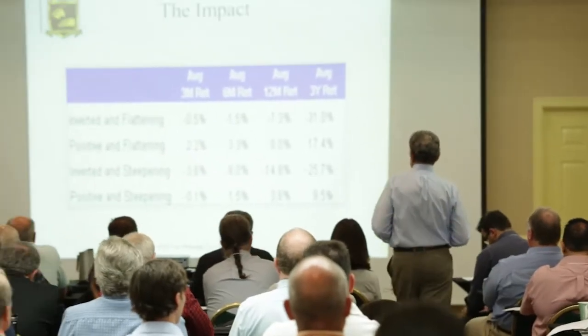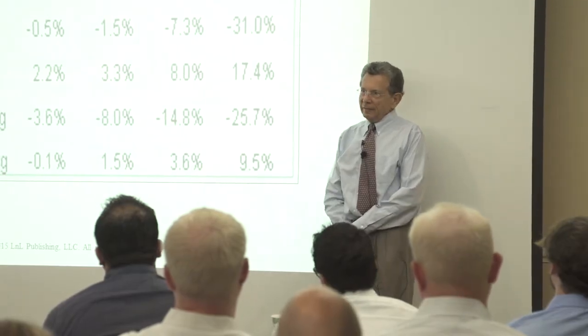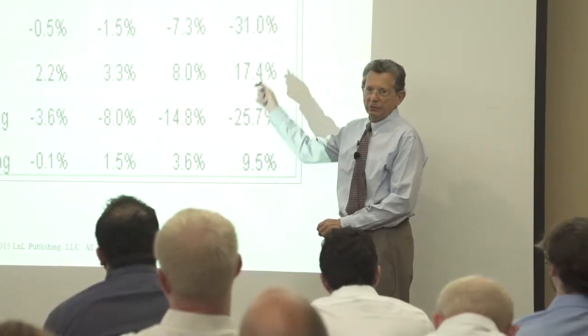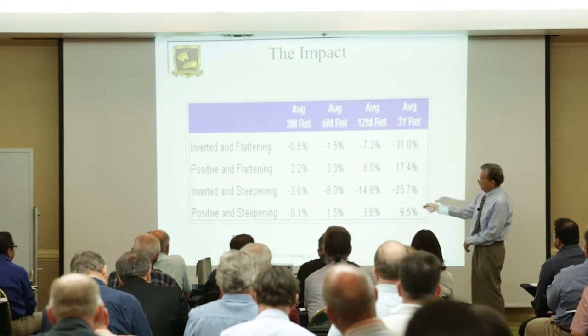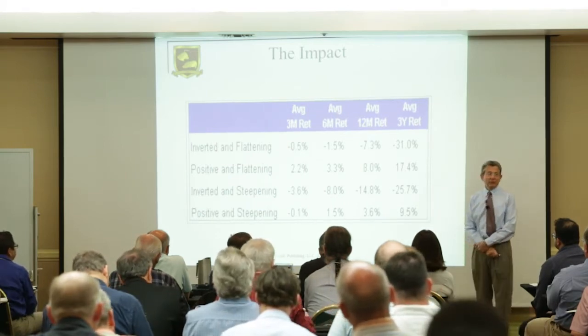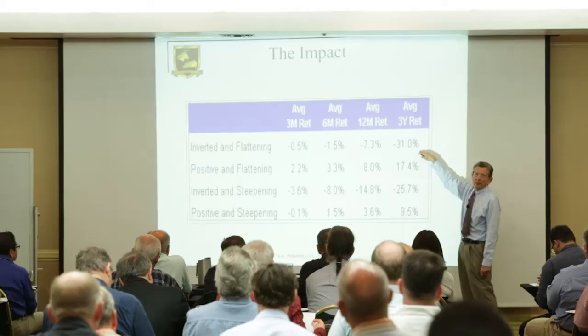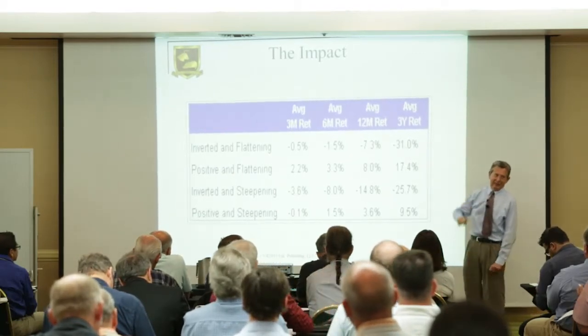So the impact of that yield curve: if you're an investor and that yield curve is inverted and flattening, your average 3-year return is minus 31%. Do you think you want to be invested in the market when the yield curve is inverted or flattening? You want to lose 31% of your money? Probably not. You probably want to be invested when it's positive and flattening, and you average 17.4%. Look at the difference between that. Almost a 50% difference between when you're in the market based on this fundamental condition or that fundamental condition.